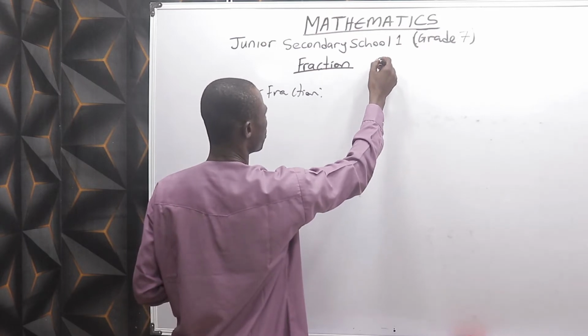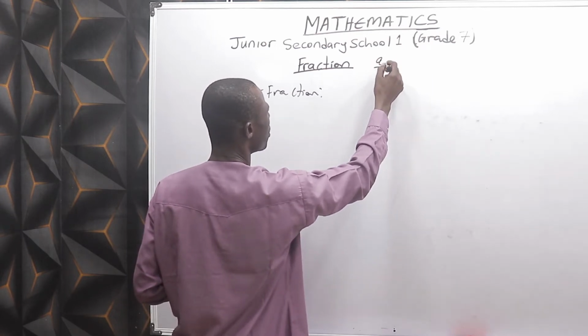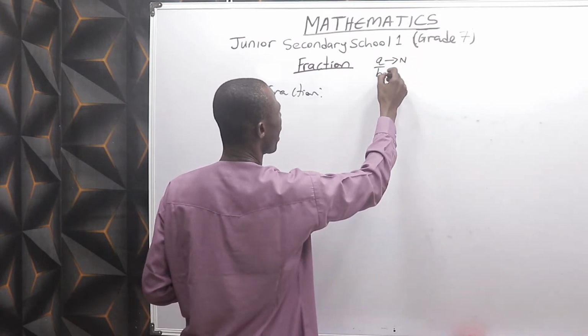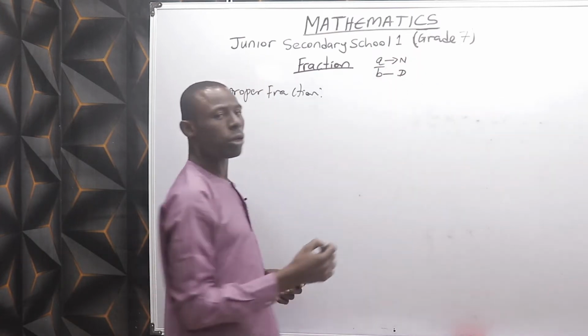Generally, in any fraction, when we have A over B, the A is the numerator, while the B is the denominator.